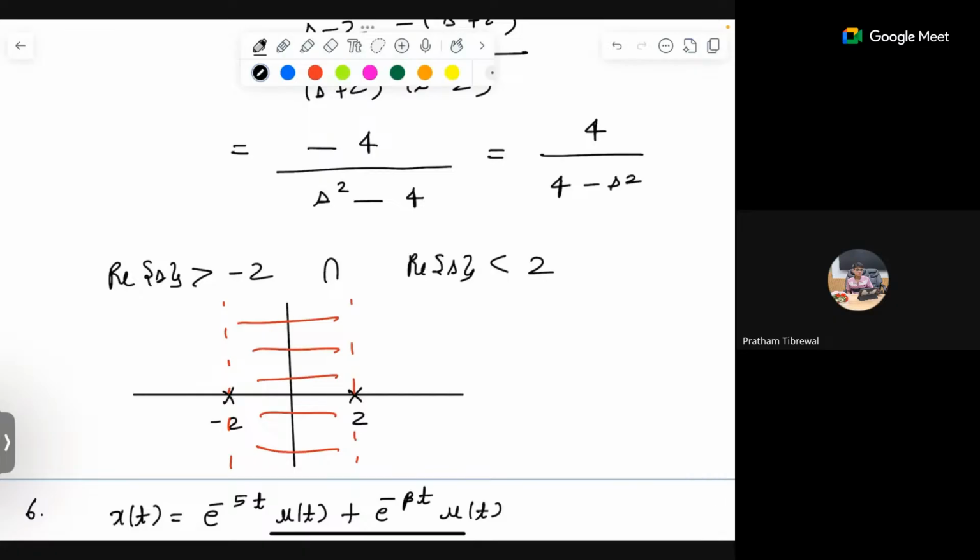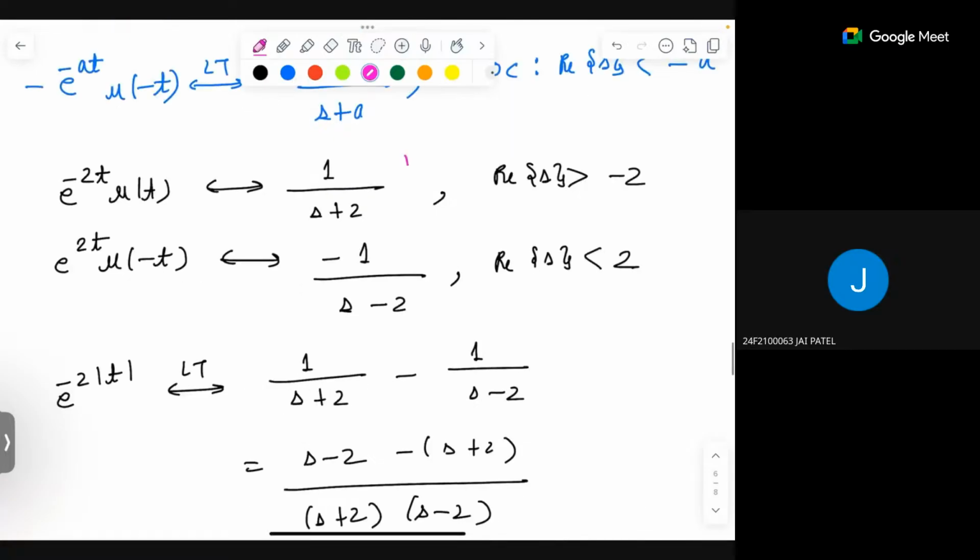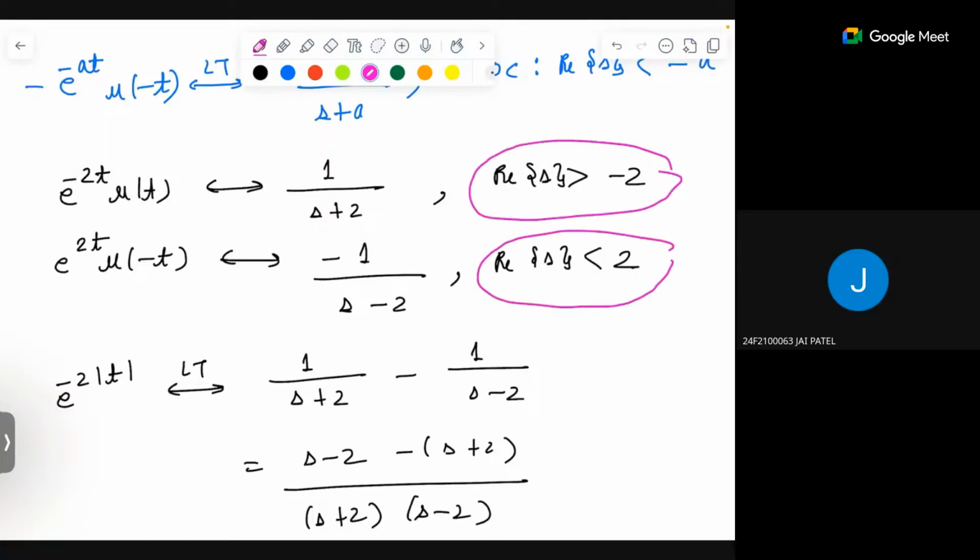Okay, so Jay, it was your doubt only, na? Yes, ma'am, mine. So we had these two signals, we were adding them. This was the ROC of the first one. This was the ROC of the second one. The ROC of their sum will be the intersection of these two ROCs.